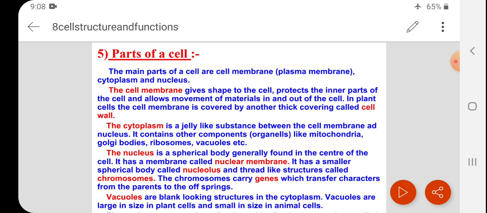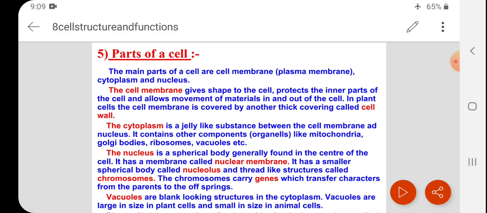The nucleus is the spherical body generally found near the center of the cell. Its membrane is called the nuclear membrane. It has a smaller spherical body within, which is called the nucleolus, and a thread-like structure called the chromosome, which carries DNA or genetic information about that cell. The chromosome carries genes which transfer characters from parents to offspring.